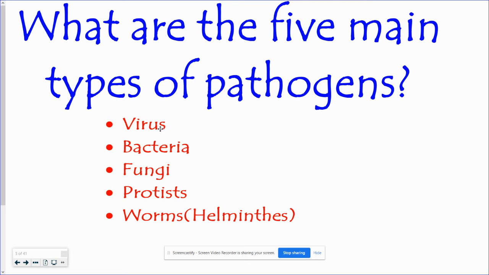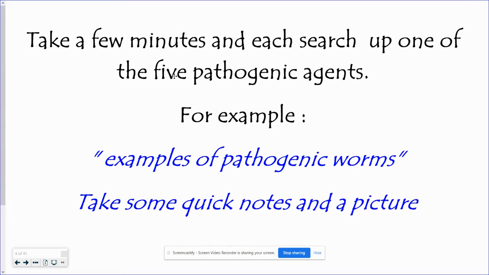The five main pathogens are viruses, bacteria, fungi or fungus, protists, and worms, which are helminths. So those are the five pathogens. And you can stop if you want, or you can go on Google Classroom and open up the Google Slides pathogens one if you want. If you want to do a little search, that's fine. Examples of pathogenic worms, you can pause this and maybe take a look if you want to follow along, or you can just keep watching this video.